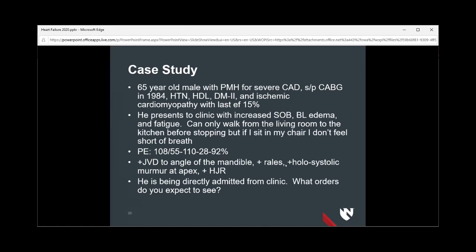His physical exam shows his blood pressure to be stable. He's tachycardic, he's tachypneic, and his SATs are a little low, but he's not hypoxic. He has JVD to his mandible, he has rales, he has a systolic murmur at the apex, and he has a hepatojugular reflex. So this patient's being directly admitted from clinic. What orders do you expect to see? So I would say that he's adequately perfused. We would consider him warm and wet, so you're going to see him being diuresed.